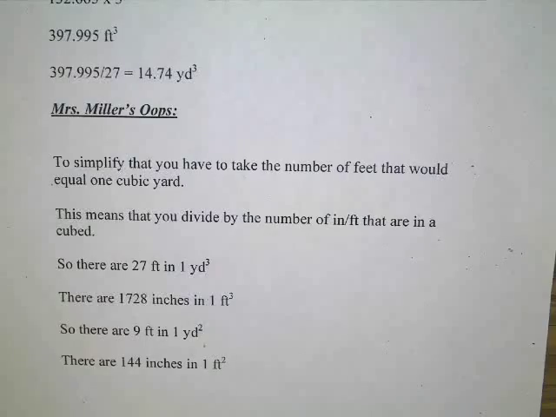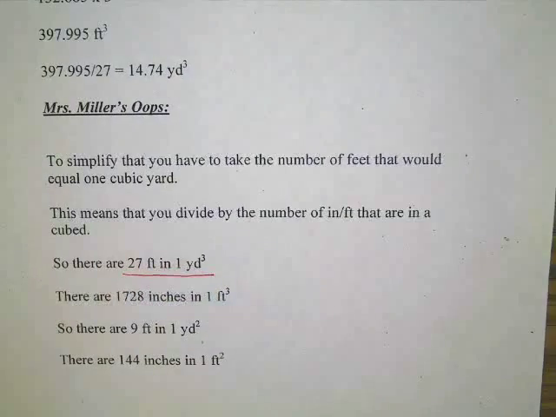So, if you are simplifying this 397.99 feet cubed, you would not divide that by 3. You would divide it by 3 cubed, which is 27. So for 1 cubic yard, there are 27 cubic feet. This would be divided by 27, and I come up with 14.74 yards cubed. So it would be 27 cubic feet in 1 cubic yard. Is that right? Yeah, okay.